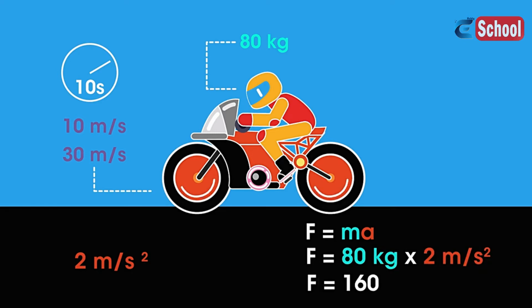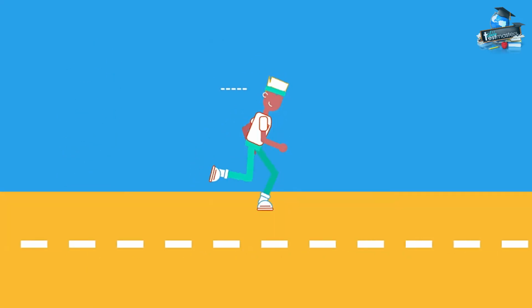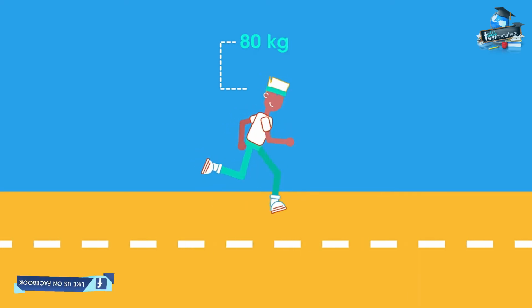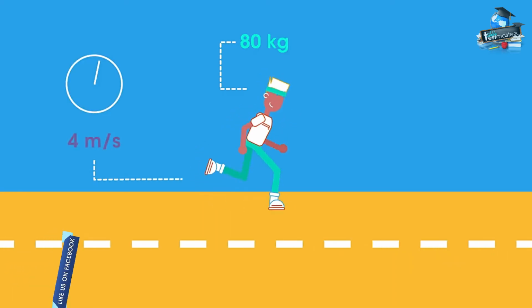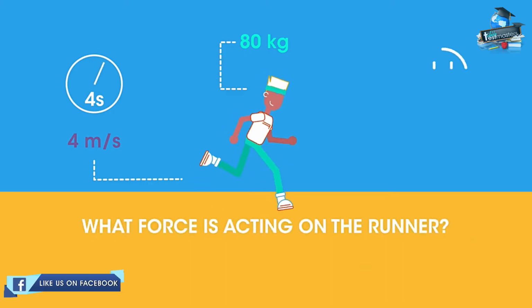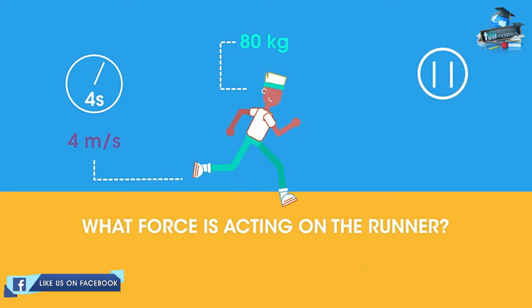What are the units of the force? Force is measured in newtons, so it equals 160 newtons. Now you try. A runner of a mass of 80 kilograms starts a race, reaching a speed of 4 meters per second by 4 seconds. What force is acting on the runner? Pause the video while you work it out.